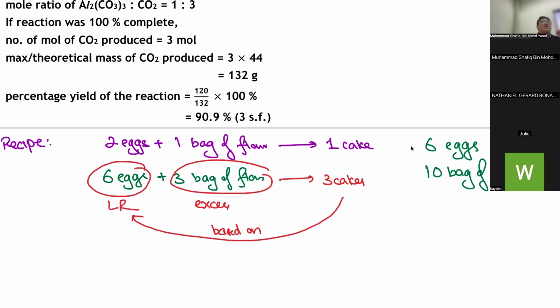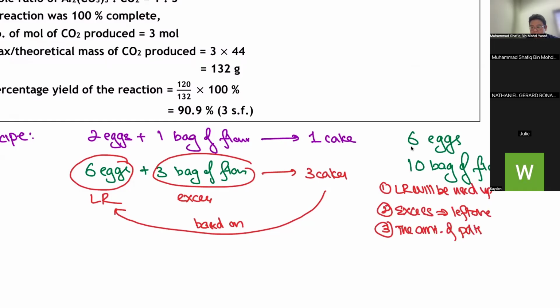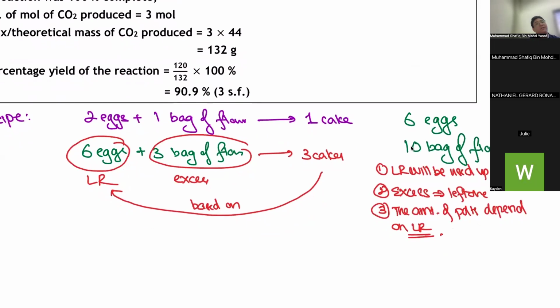But there are essentially 3 important ideas I need you all to take away about limiting and excess questions. Number 1, as I mentioned, the limiting reagent will be used up. The second thing, excess, as we mentioned, there will be leftover. Number 3, the amount of products you form depends on the limiting reagent. At the end of the day, this is important: amount of products depends on the limiting reagent.